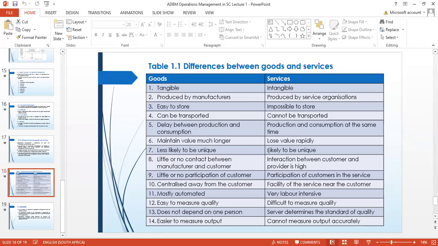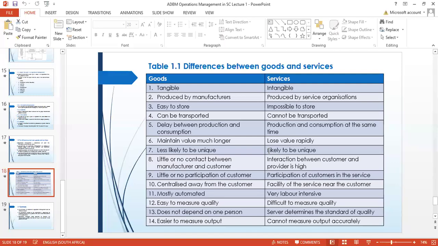Number 10, centralized away from the customer, that is the production of goods, and then services, facility of the service near the customer. But these days now, because of technology, we are seeing that some facilities of the service providers might be far away from the customers. You can get a service from an organization that is in America, whilst you are here in South Africa through the use of technology. And then production of goods mostly automated, and then the production of services is very labor intensive.